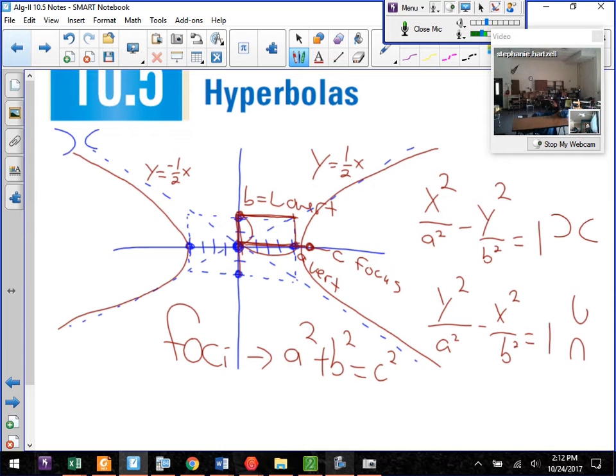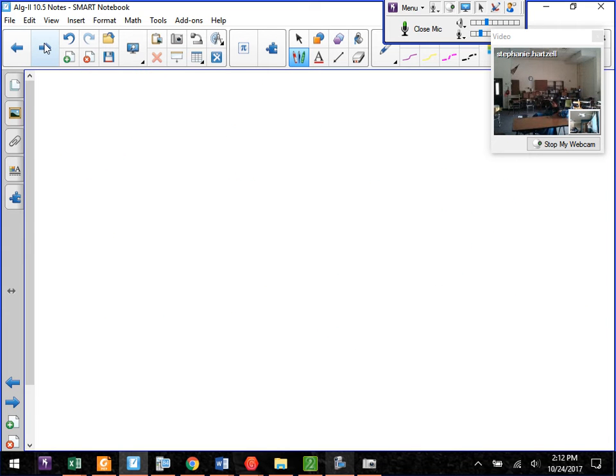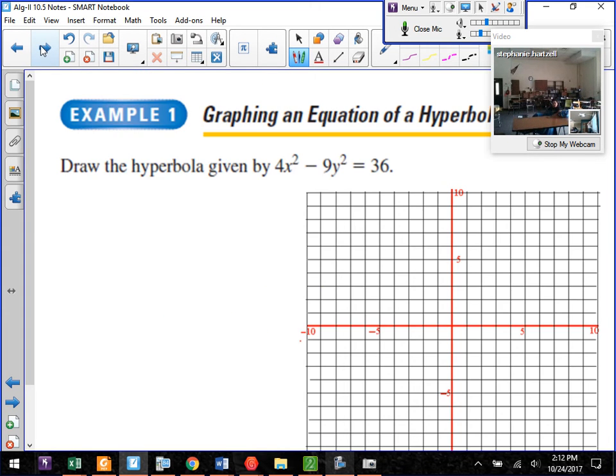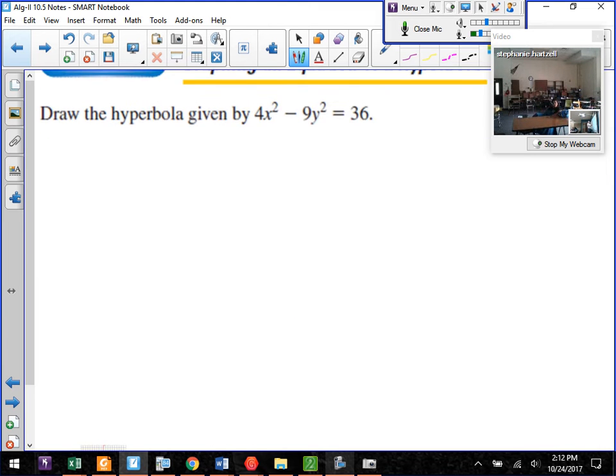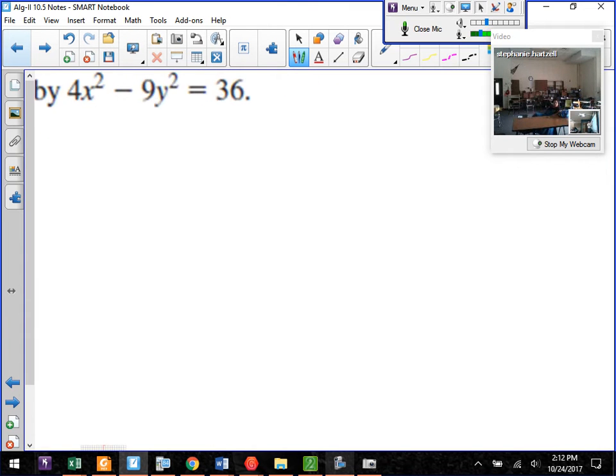Okay. Let me show you one that actually has all the values to it. So write the equation of the hyperbola. 4x squared minus 9y squared is 36. And we'll go through the steps. We'll label everything and do everything you're supposed to do to set this up.